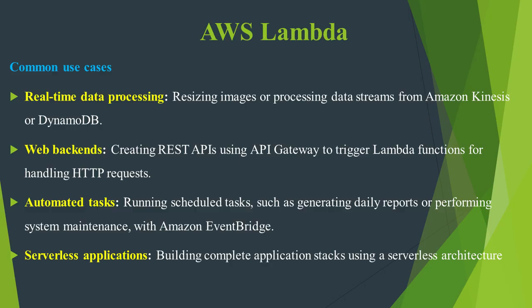And the common use cases of AWS Lambda are: the first one is real-time data processing, resizing images or processing data streams from Amazon. Next one is web backend, creating REST APIs using API Gateway to trigger Lambda functions for handling HTTP requests. The third one is automated tasks, running scheduled tasks such as generating daily reports or performing system maintenance with Amazon EventBridge. Serverless applications: building complete application stacks using serverless architecture.